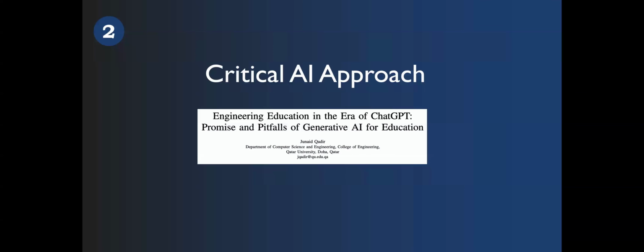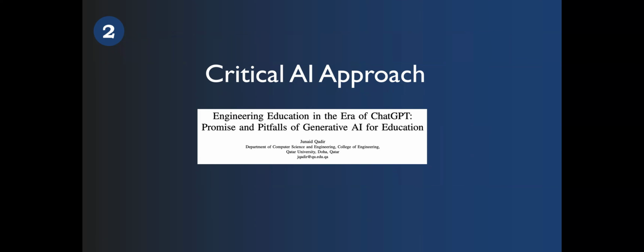So let me now talk about the critical AI approach that we're proposing. We have mentioned these risks, and what we are proposing is that we keep all of these risks in mind as we design the appropriate pedagogy and the appropriate literacy requirements that are needed when we have AI education technology introduced into the classroom.